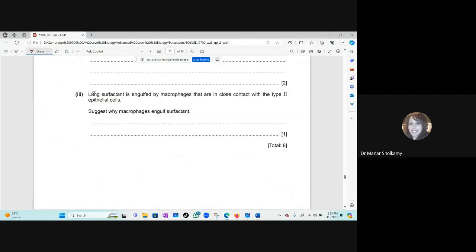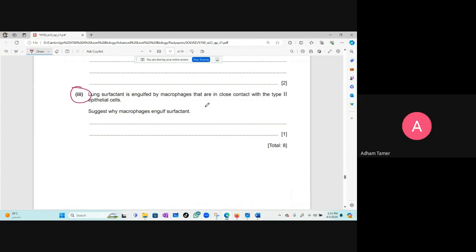Very good. Lung surfactant is engulfed by macrophages that are in close contact with type 2 cells. Suggest why macrophages engulf the surfactant. Now, this is so easy. Why would the macrophage engulf the surfactant? What does the surfactant contain?